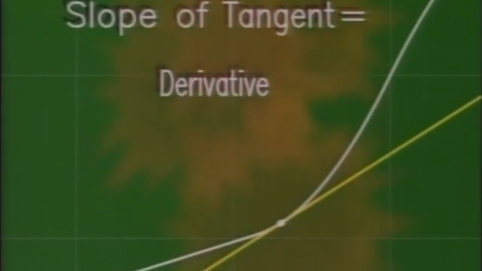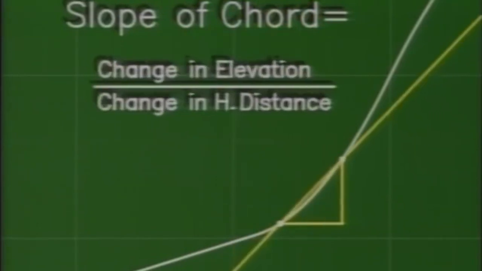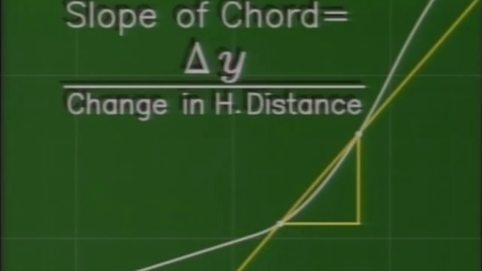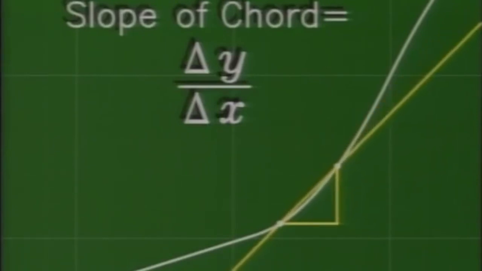Before they actually reach zero, small numbers are marked by the Greek letter delta. Delta y is a small change in y. Delta x, a small change in x. So delta y over delta x is merely a ratio of two small numbers.